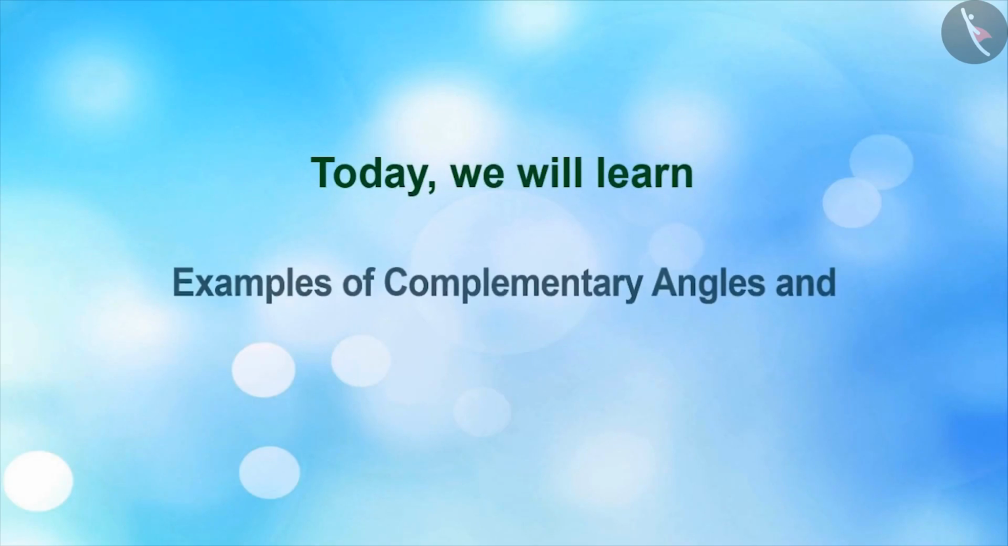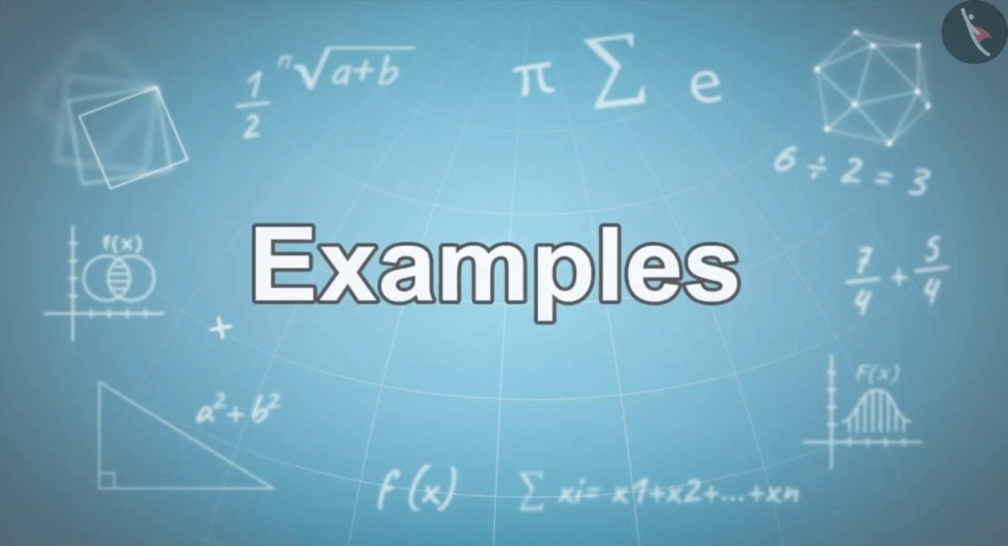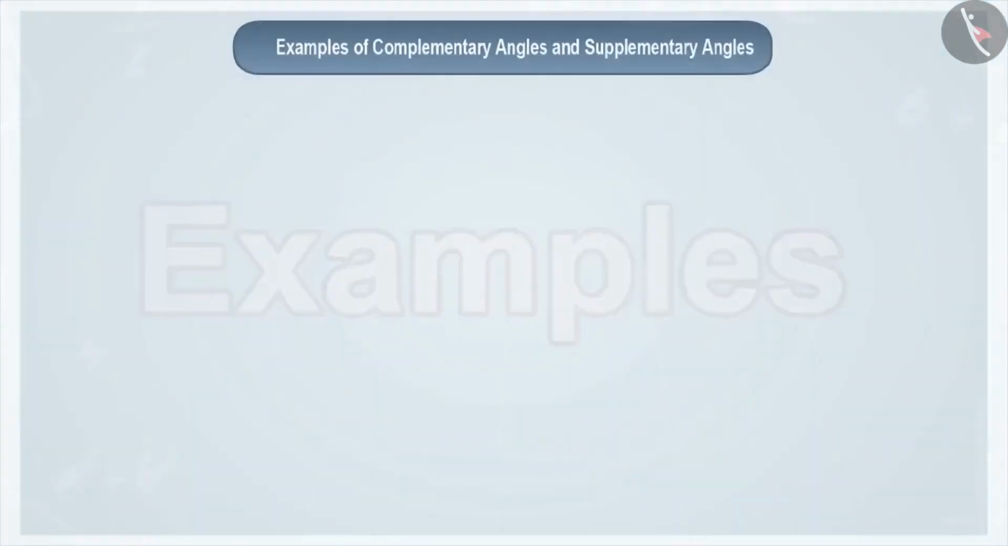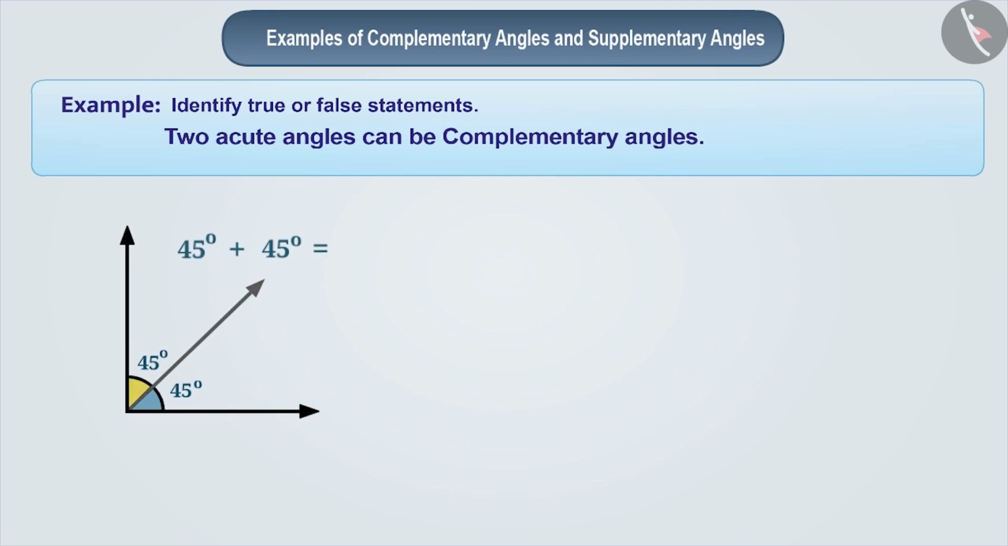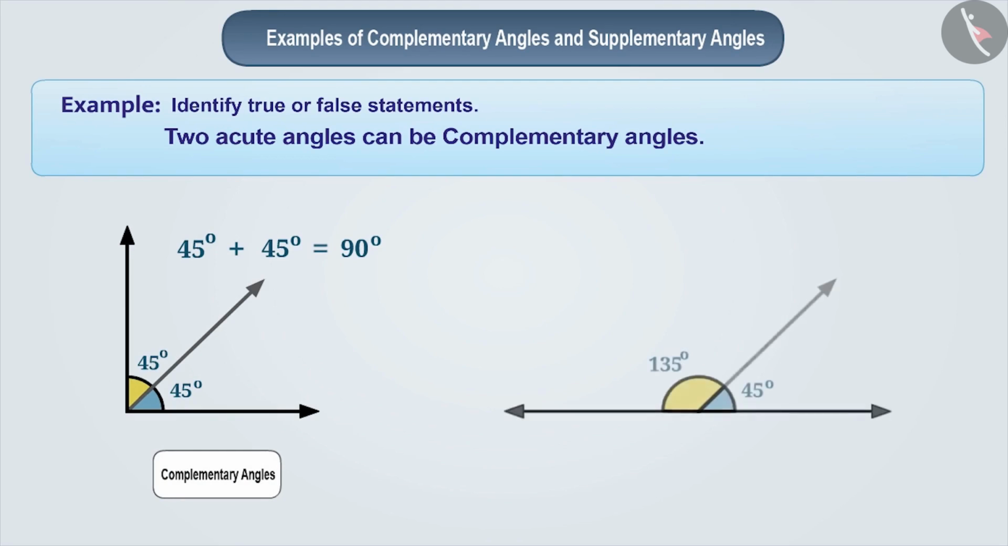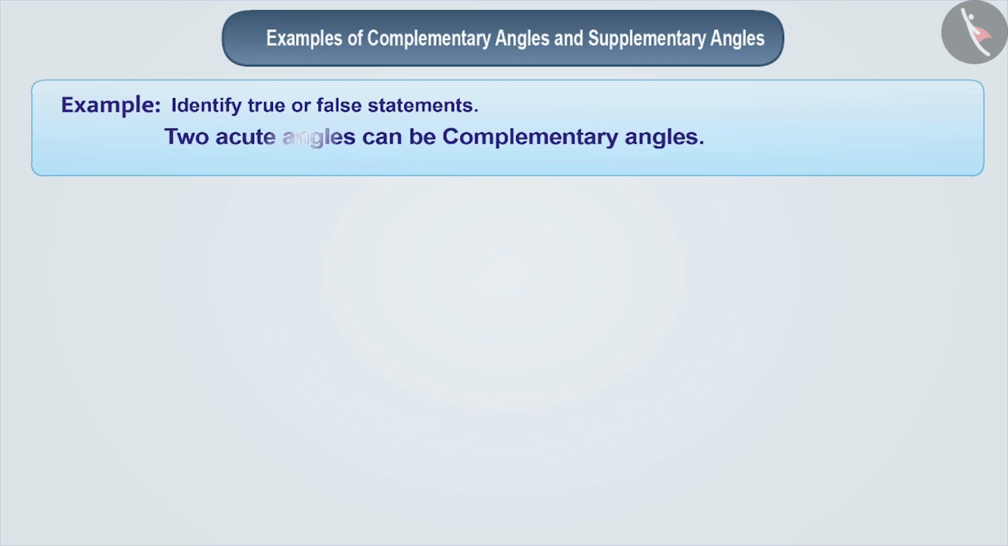Today we will see examples of complementary angles and supplementary angles. Identify the correct and incorrect statements. Two acute angles can be complementary angles. In the previous video, we learned that if the sum of any two angles is 90 degree, then they are called complementary angles of each other. And if the sum of any two angles is 180 degree, then they are called supplementary angles. On the basis of this, let's find out whether the given statement is correct or incorrect.